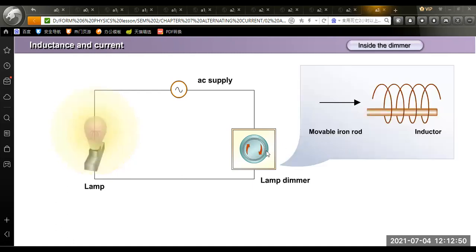Okay, so what happens inside the dimmer? When I turn, it moves the iron rod. Once the iron rod is away from the inductor, the brightness is maximum. Once it is nearer, inside the inductor, the brightness almost goes. That means the current almost goes. Okay.